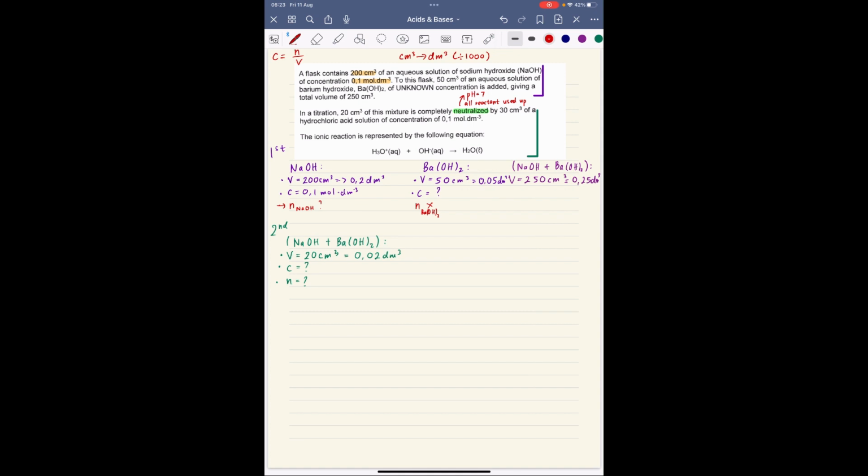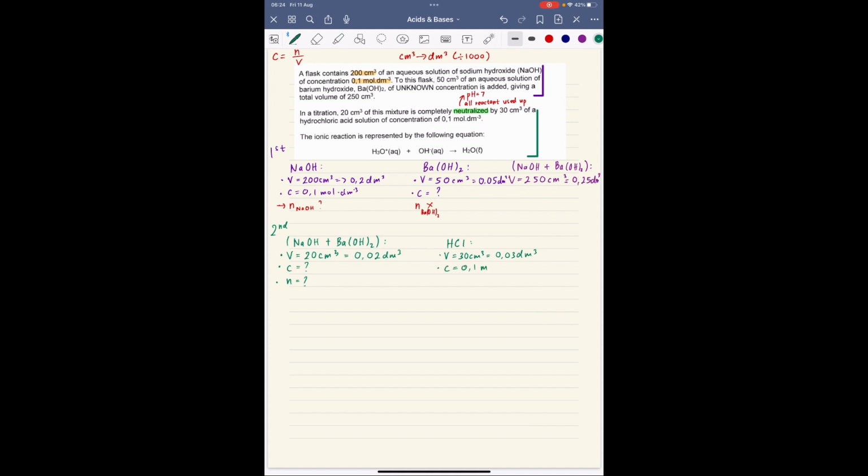They say it's neutralized by what? This NaOH and Ba(OH)2, because it has OH, we can think of it as our base in this titration. So let's look at what's given of the acid. It says neutralized by 30 centimeter cube hydrochloric acid solution. So hydrochloric acid has a volume of 30 centimeter cube, and this is 0.03 decimeter cube, and it has a concentration of 0.1.